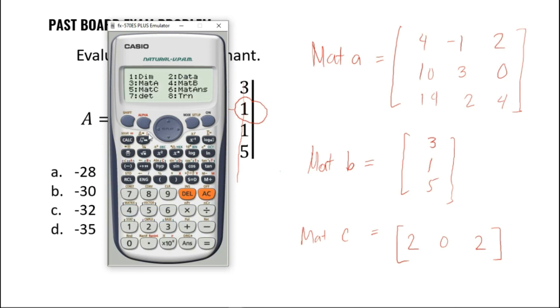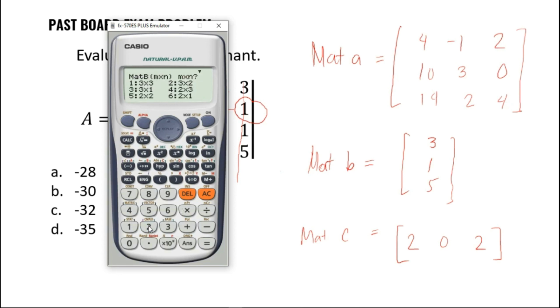AC lang guys. Then for matrix, we have here shift and matrix which is 4. 4 tayo. Then you have here the data. So input muna natin yung B and C. So 2. Then proceed ka guys. So i-check natin guys yung matrix A para sigurado. We have here 4, negative 1, 2, 10, 3, 0, and 14, 2, and 4. So, check yun. Then, we have here shift matrix. So, punta tayo ng data. Then, matrix B tayo guys.